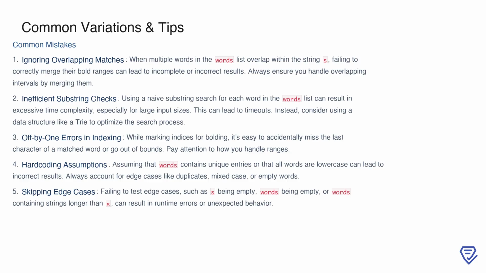prefix-based searches. Additionally, pay close attention to indexing. Off by one errors are common when marking bold ranges, such as accidentally skipping the last character of a match or going out of bounds. Another pitfall is hard-coding assumptions, like expecting all words to be unique or lowercase. Always account for edge cases, such as mixed case, duplicates, or even empty strings. Finally, don't overlook edge cases like an empty input string, an empty list of words, or words that are longer than the string. These scenarios can easily lead to runtime errors if not handled properly.